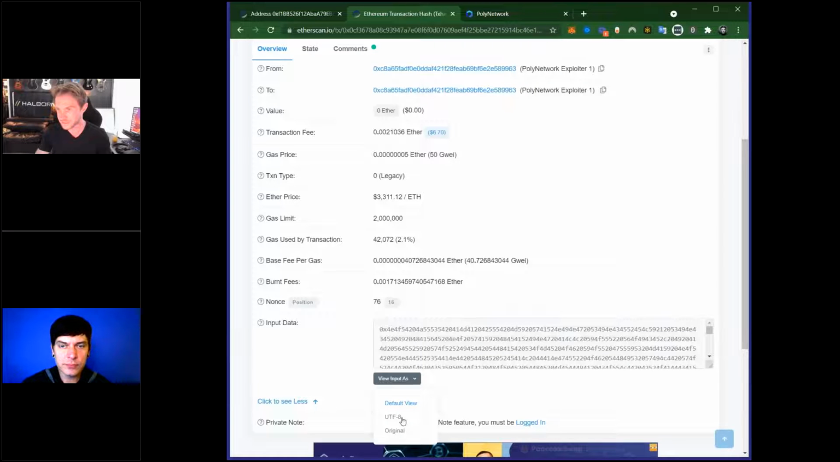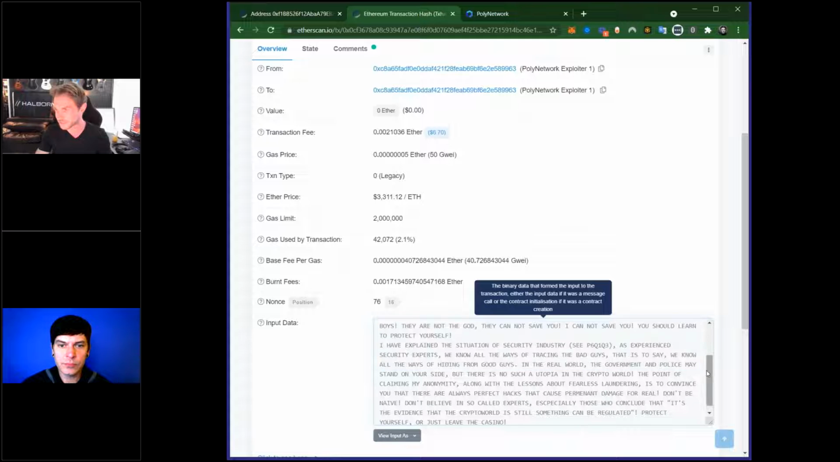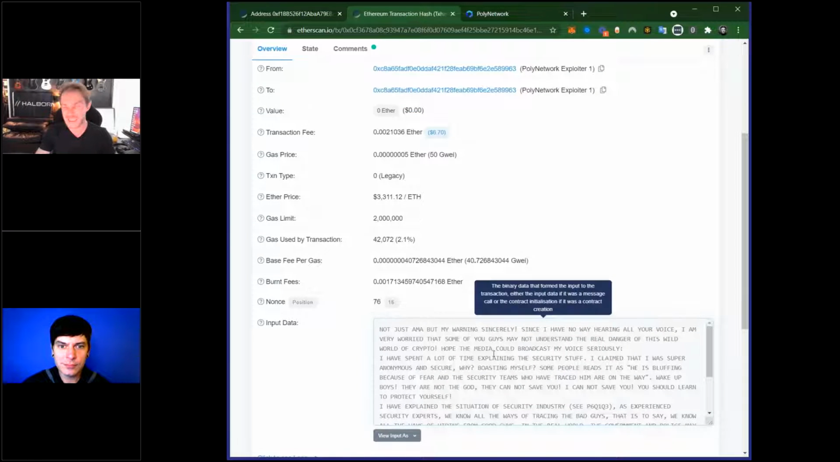You can decode it and start seeing the hacker send messages to people during the hack. It's almost like he was doing an AMA live while he was hacking things. He started to give a warning to people. He even thanked the media in some of these. Here they're saying how security is very important for protecting the network.